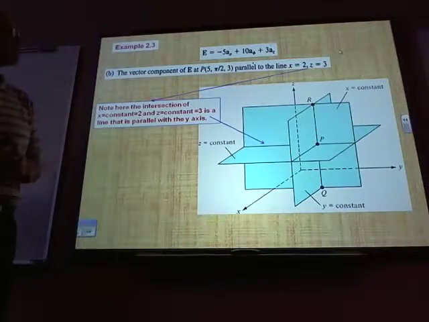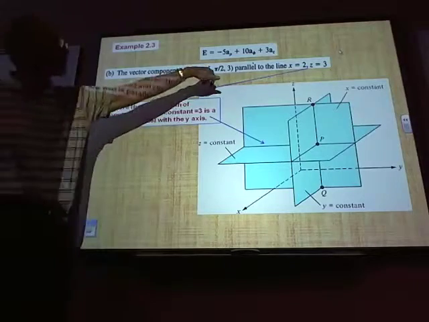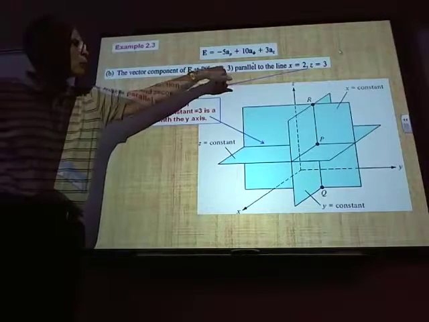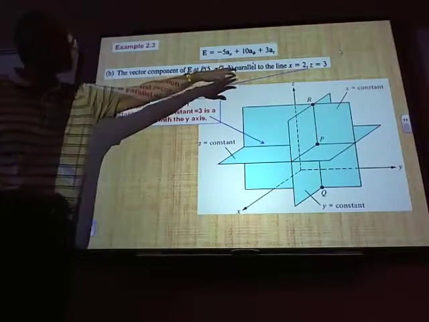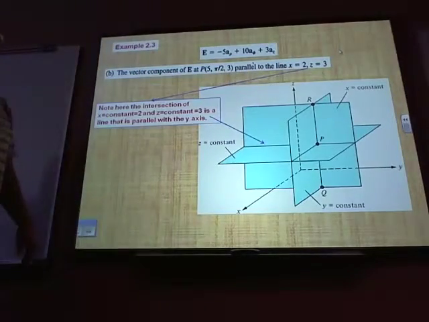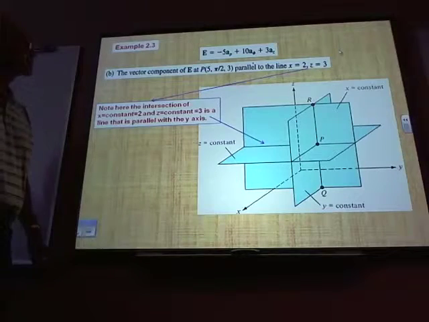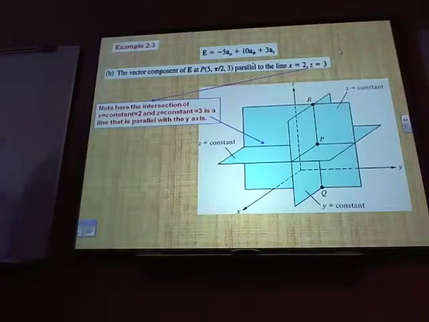Now, look at this next one. We want to determine the vector component of E at P, and remember this is 5, pi over 2, and 3, in cylindrical coordinates, parallel to the line x equal to 2 and z equal to 3. When you look at that, your brain just stops. Okay? It just does. So we've got to think our way through this thing.